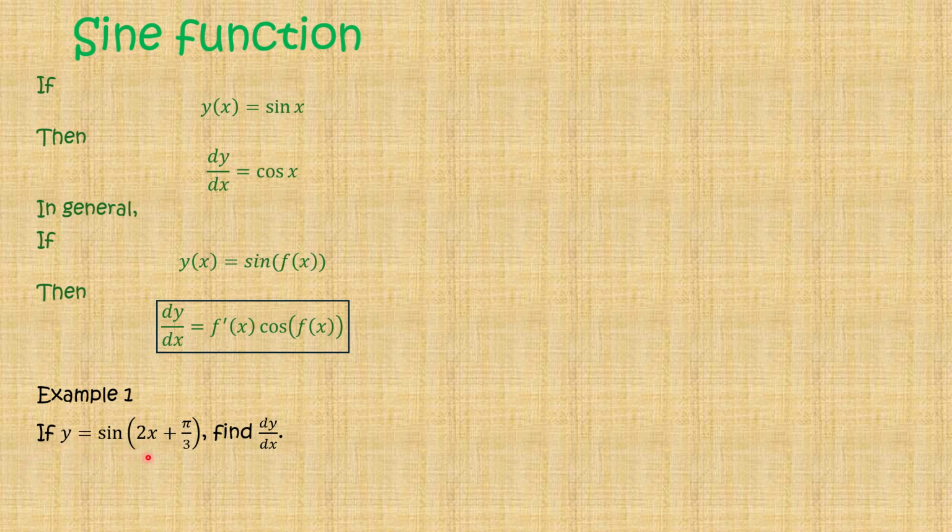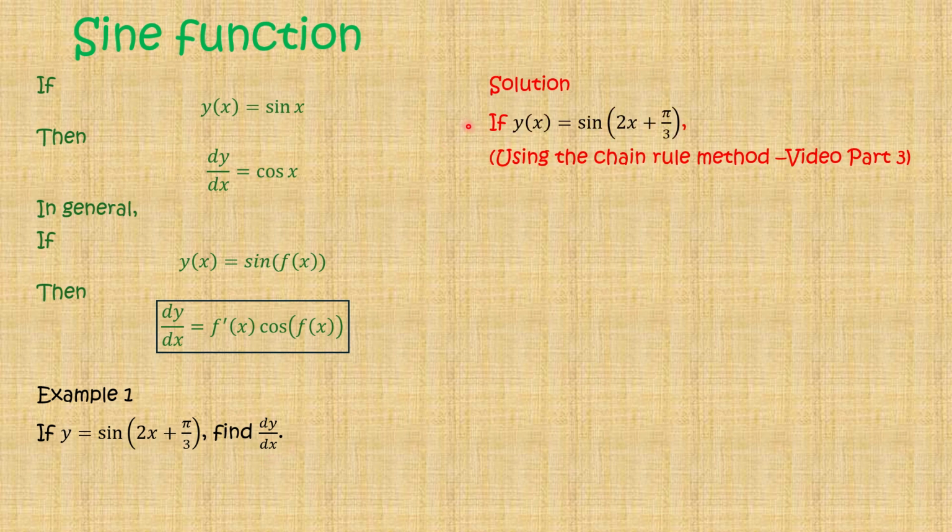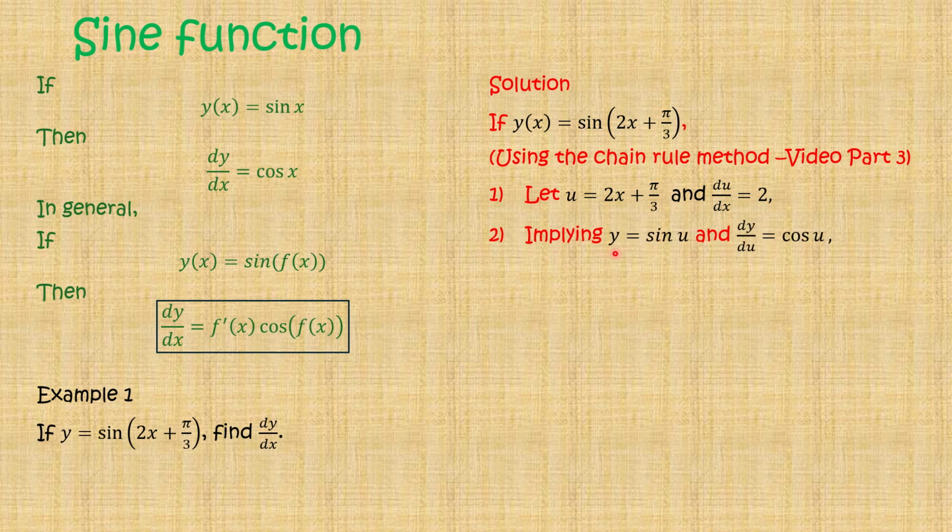If y is equal to sine of 2x plus pi over 3, find dy/dx. And of course, the solution. If y of x is equal to sine of 2x plus pi over 3, using the chain rule, we are going to let u be the inner function in the sine function. And the inner function is 2x plus pi over 3. Now the derivative of u with respect to x, du/dx, is equal to 2. This would imply that y now changes to become sine u. Therefore, dy/du becomes cos u, or cosine u.